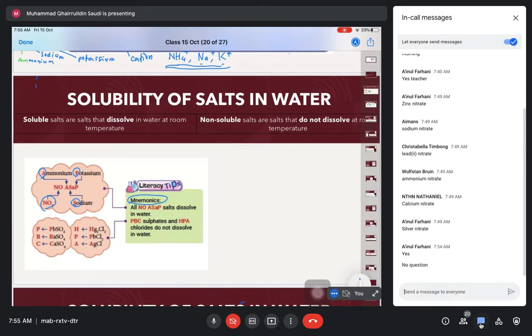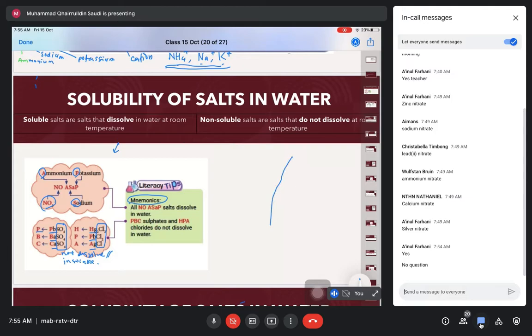PCB sulfates and HPA chloride does not dissolve in water. PCB ni apa? Lead, barium and calcium sulfate, mercury, lead and silver chloride are not dissolved in water ataupun insoluble. You can use this one, or you can do your own formula, or you can use this one.